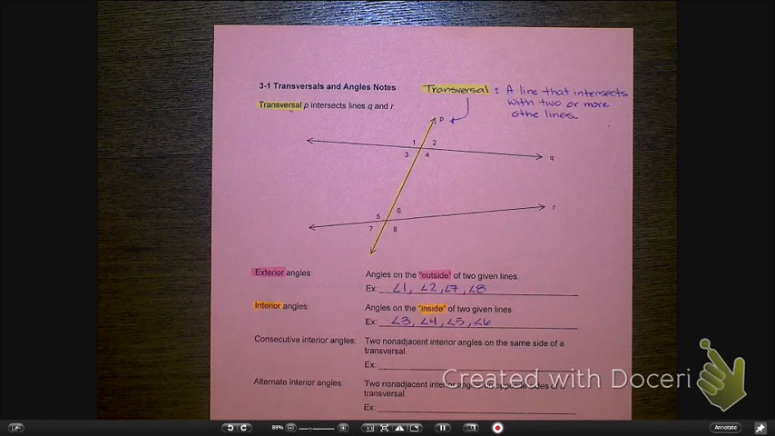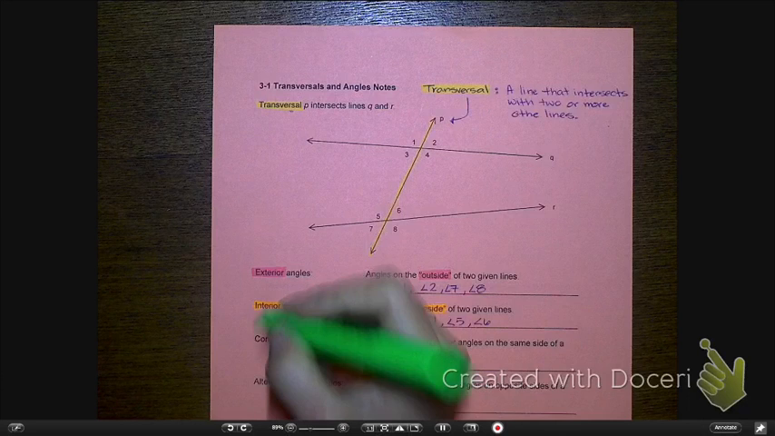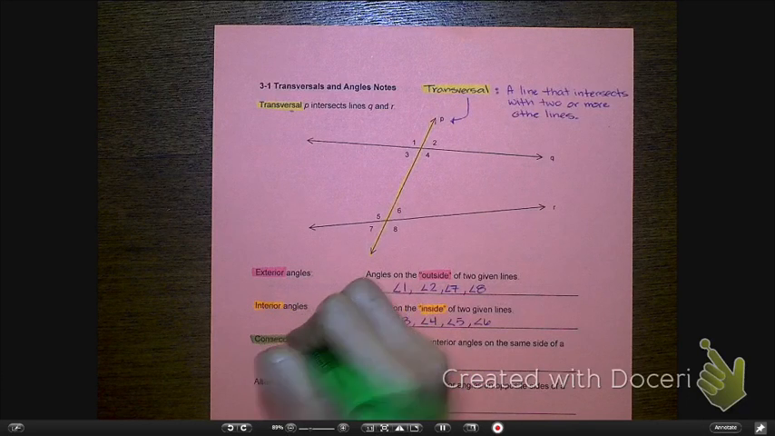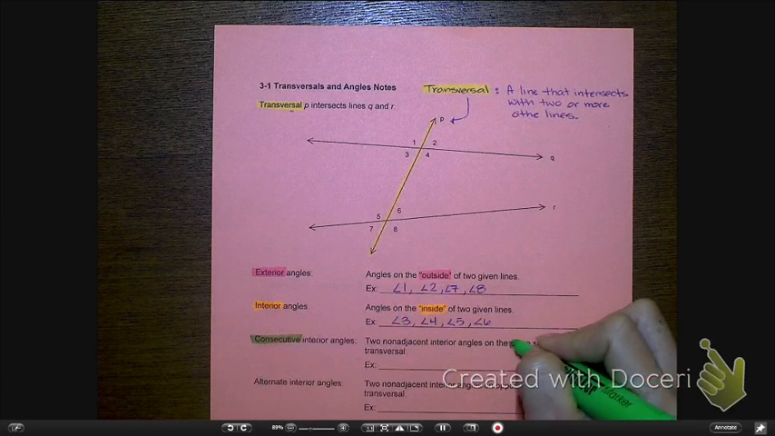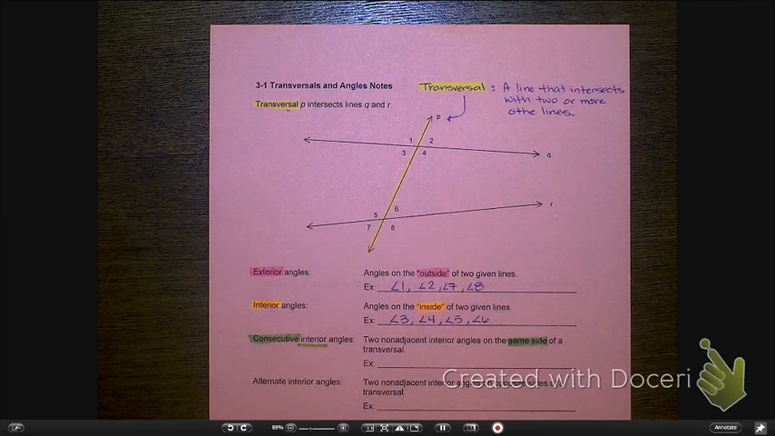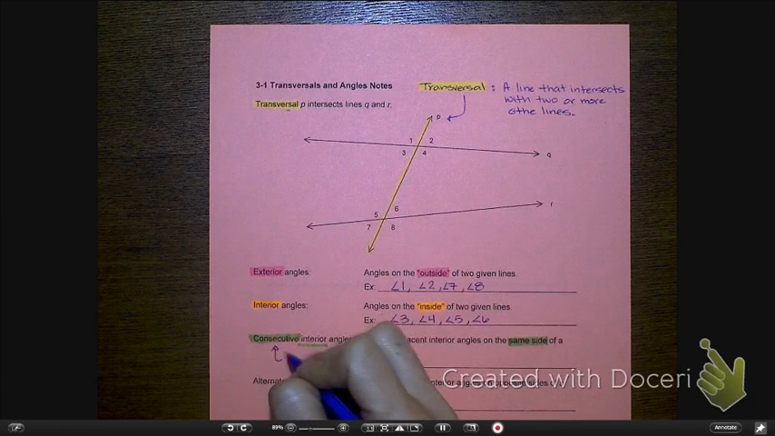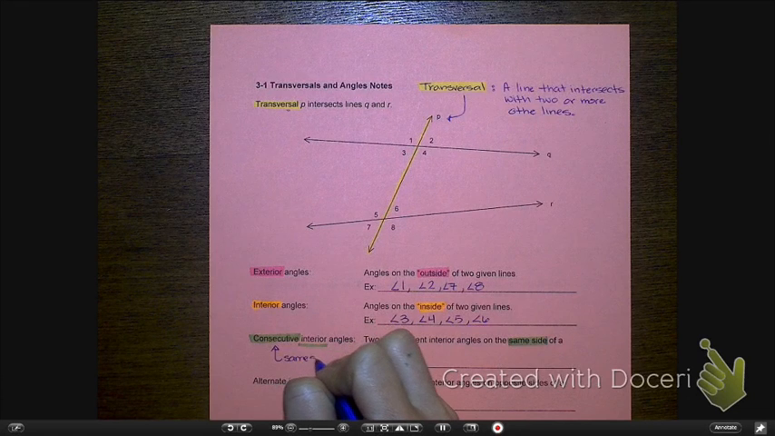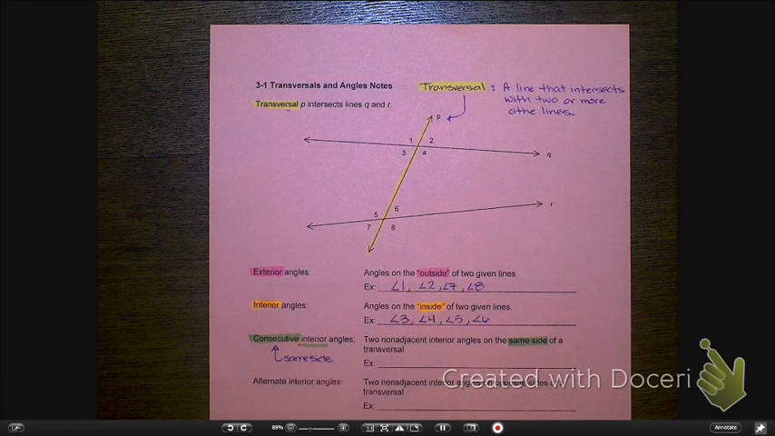All right. So now we classify the interior angles. We have a couple different ways we could classify them. The first way we can classify them is if they are considered consecutive. What this key word consecutive means is that the angles are on the same side. They're consecutive interior, so that means same side inside. So when you see this word consecutive, this means same side. That's what you want to think of.